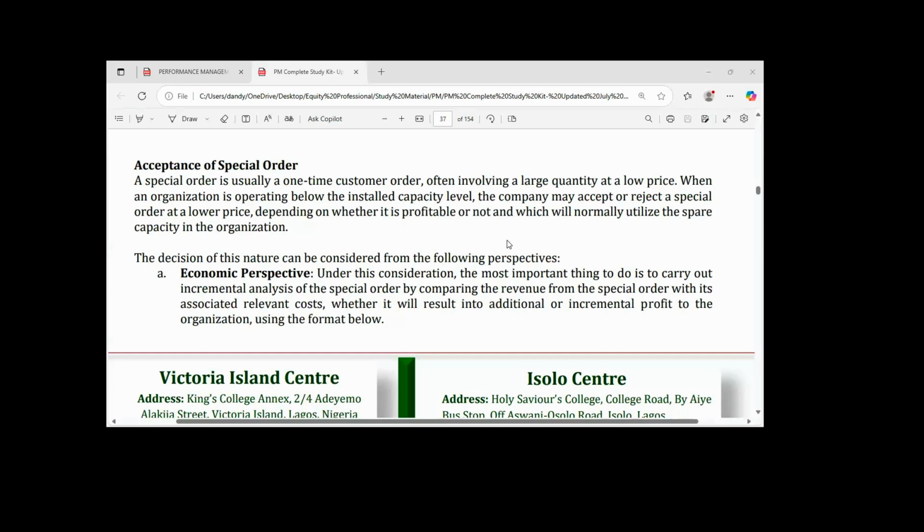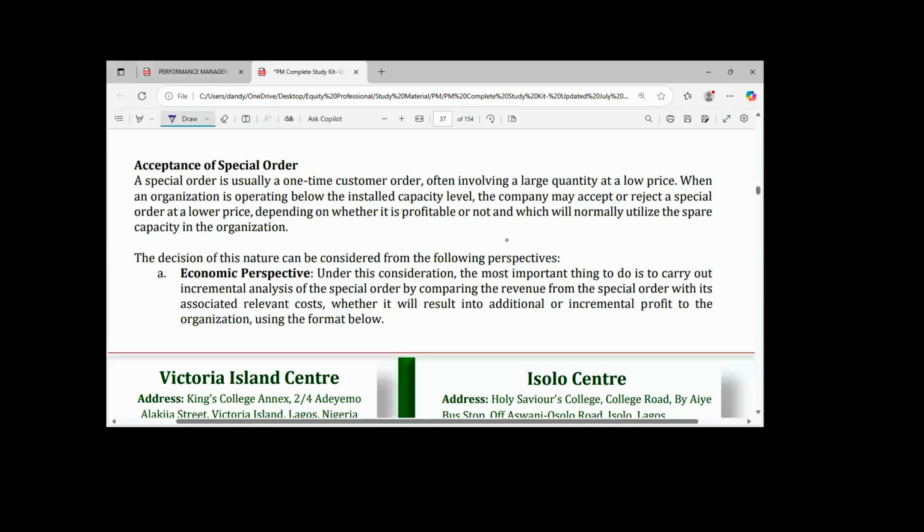One, like I said, is that the special order is a one-time order. Two, the price to be quoted for the special order is usually below the company's quoted market price for its products. Then three, the company is currently operating below the installed capacity level. That is, the company has spare capacity to produce the special order. Those are the three key things you need to know as far as acceptance or rejection of a special order is concerned. So let's talk about the concepts.